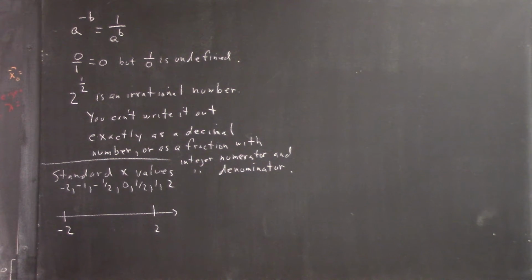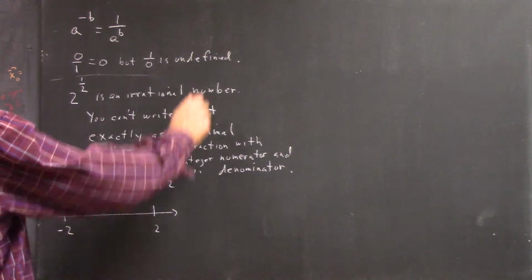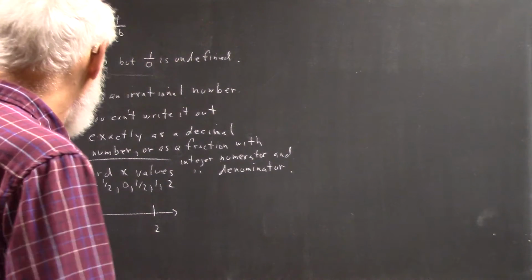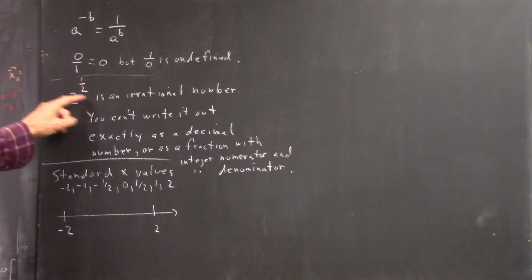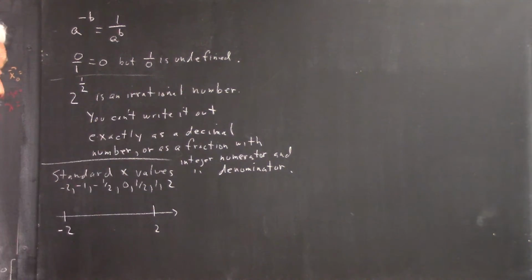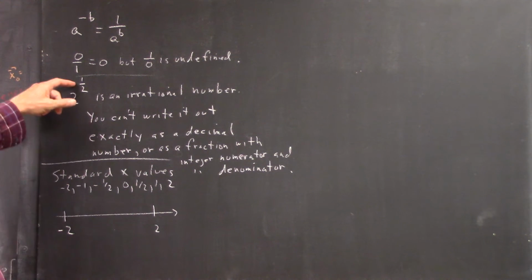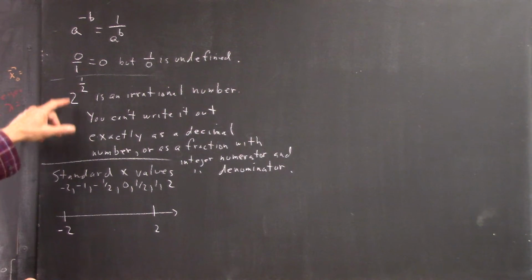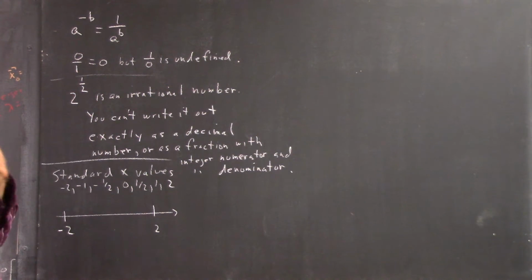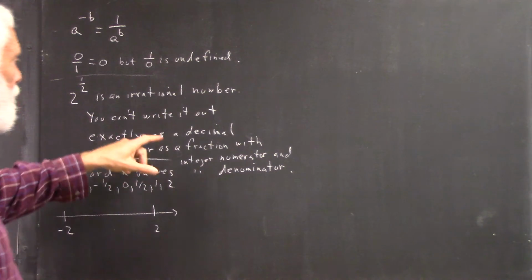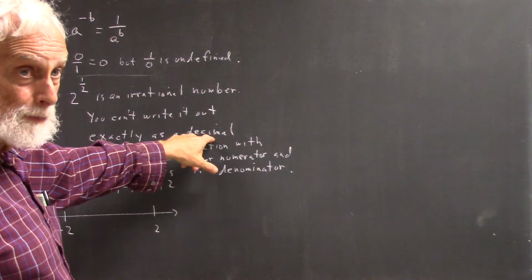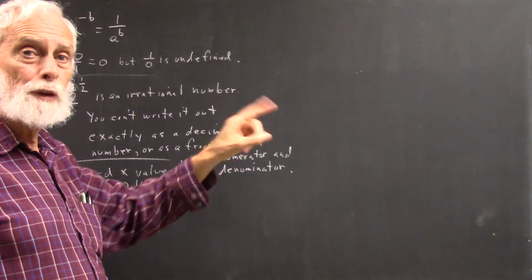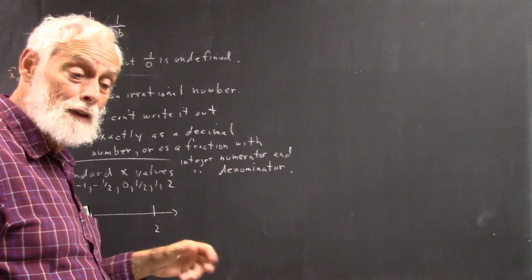Okay? Another one, and you don't need to understand why this is, I'm simply going to state it, that 2 to the 1/2 is an irrational number. As a matter of fact, almost any number to the 1/2 power is an irrational number. Okay? But specifically 2 raised to the 1/2 is an irrational number. What does that mean? It means you can't write it out exactly as a decimal. It means if you try to write it out as a decimal, there's always another decimal beyond that.